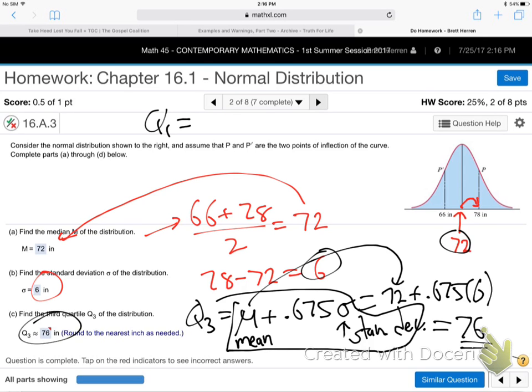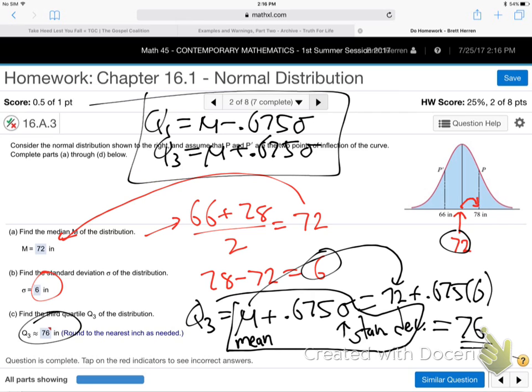Q1 is almost the same thing. It's mu minus 0.675 sigma. So let me just write them both up here. So here's the formula you want to put on your 3x5 card for the exam on Thursday. Q1, the first quartile, is mu minus 0.675 sigma, and Q3 is mu plus. So they're both from the middle, right or left, 0.675 times the standard deviation.